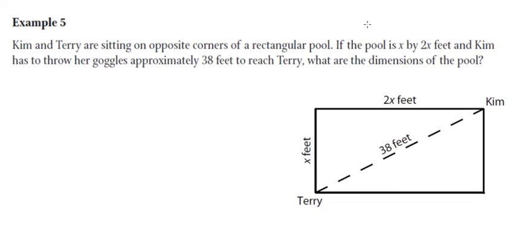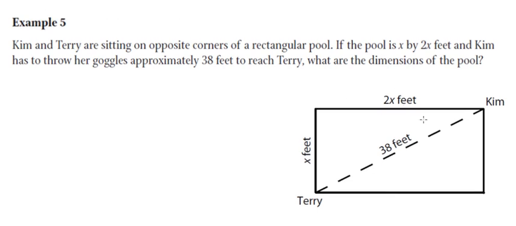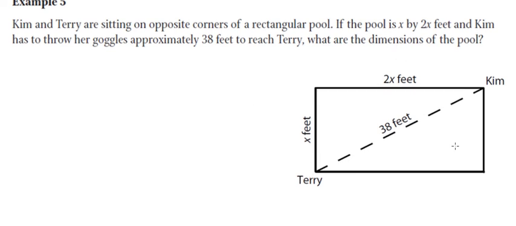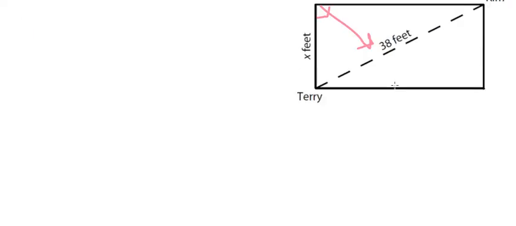All right, so next question here is going to get a little more complicated because we are dealing with a variable, but still not that bad. So it says that Kim and Terry are sitting on opposite corners of the pool. The pool is x by 2x feet, and she throws her goggles approximately 38 feet to reach Terry, and it wants to know what are the dimensions of the pool. So in this situation, I know that this here is a right triangle. So 38 is a hypotenuse, and I've got legs of 2x and x.